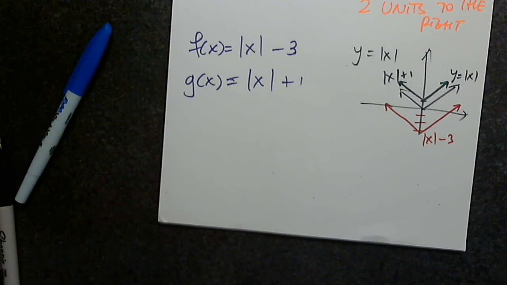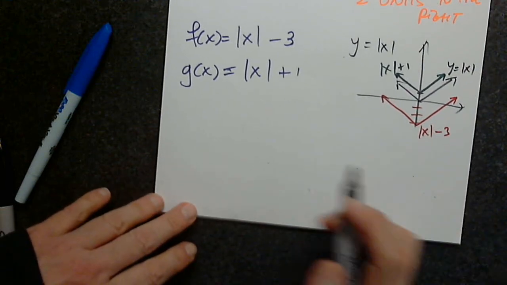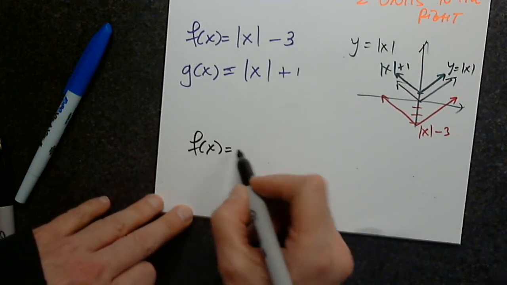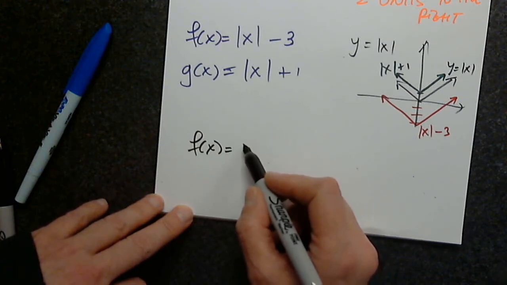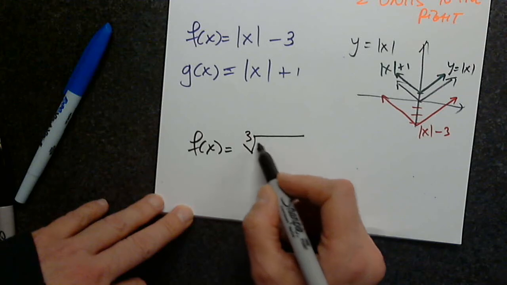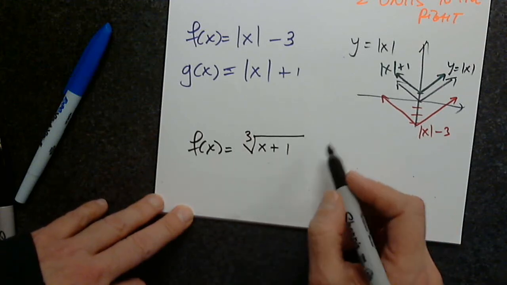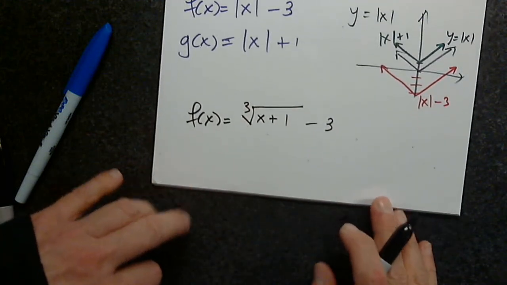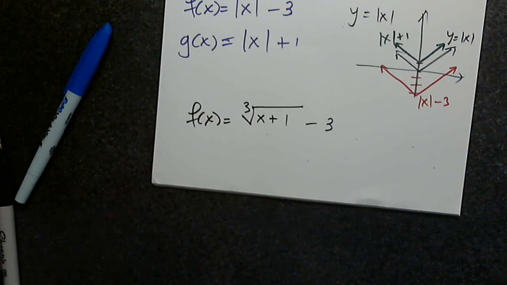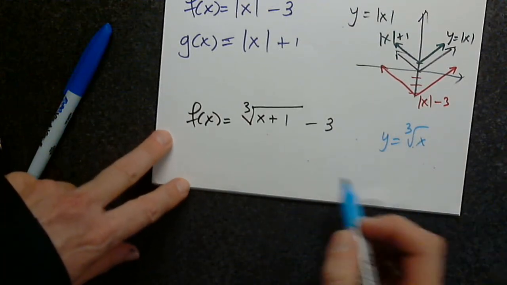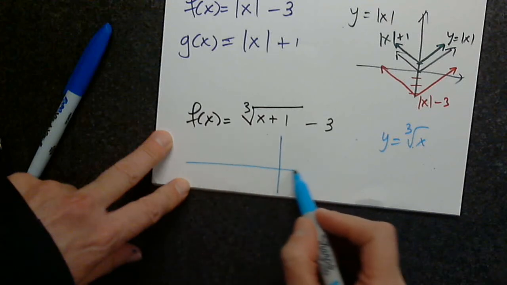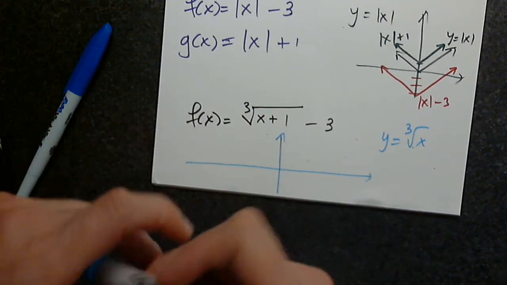I would like now to create a combo of both transformations. So let's say f of x equals the cube root of x plus 1 minus 3. Which function did I use now? I used y equals the cube root of x. Perfect. I'm going to graph the cube root of x. Here's the graph.